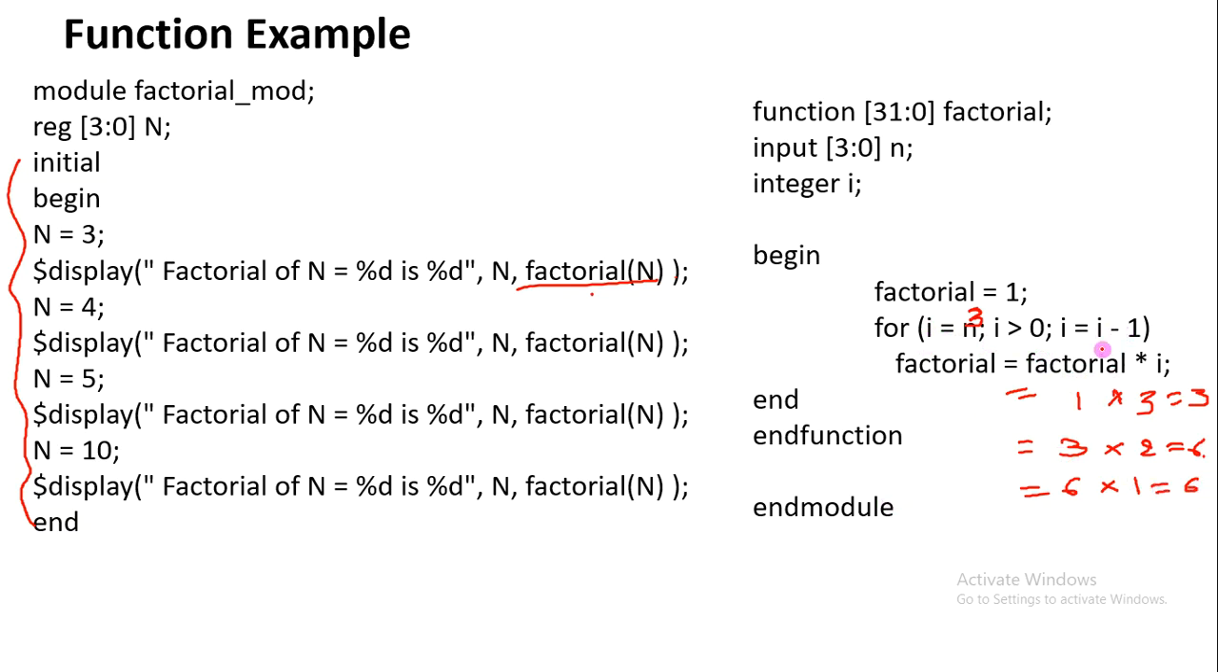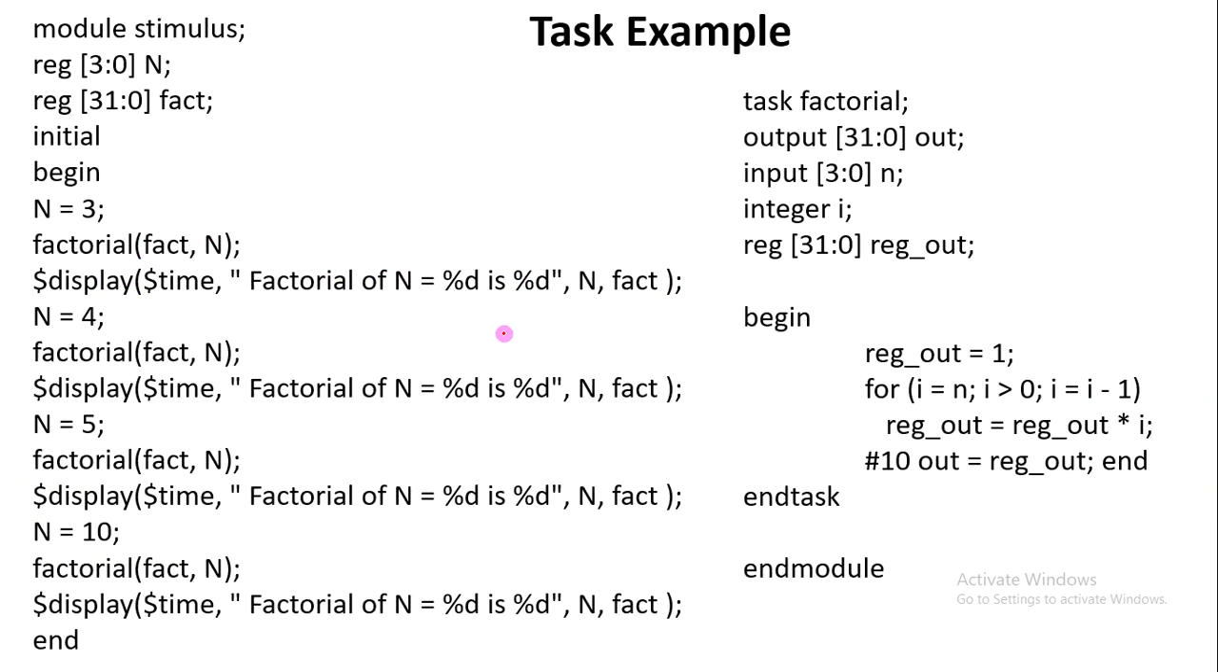Now again I decrements. When I decrements, 1 becomes 0, so this will not execute. 6 is the value that gets returned here, and 6 will be printed. So for n equal to 3, 6 is the correct answer. So this is how the function executes.